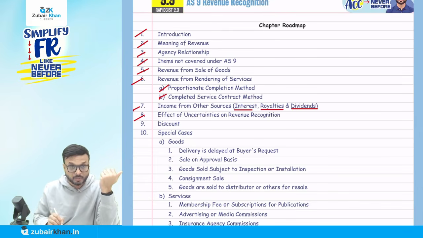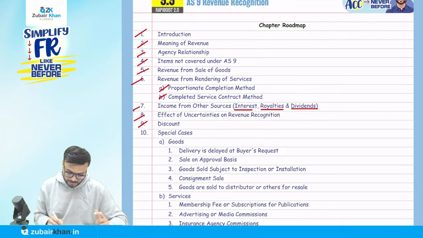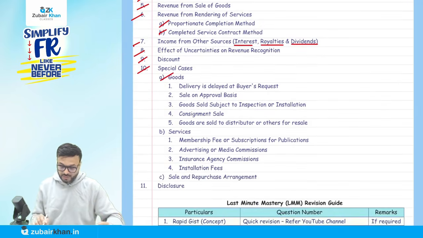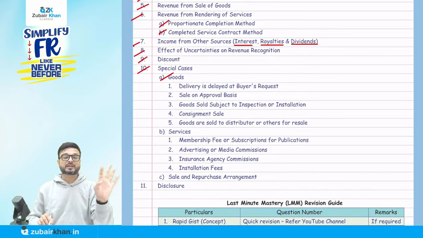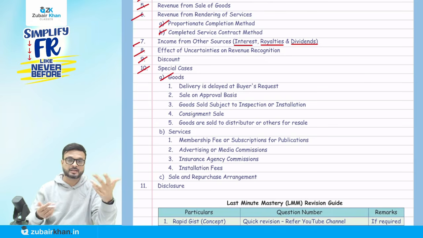Discount: trade discount is reduced from the sale value, and cash discount will be recorded as an expense in the P&L account. Special cases: goods delivered at the buyer's request. What are the four conditions when delivery is delayed at the buyer's request? Goods are ready, it's identifiable, we cannot deliver to someone else, and the title has been transferred.